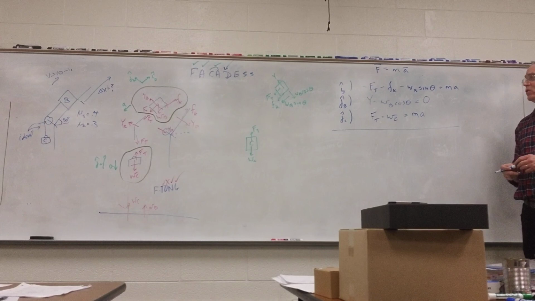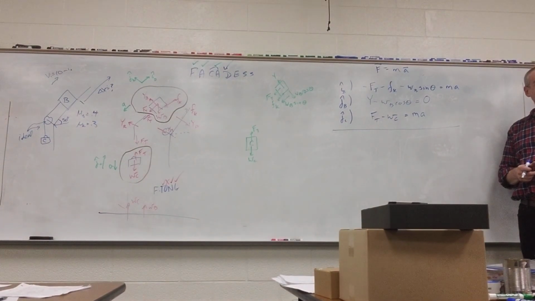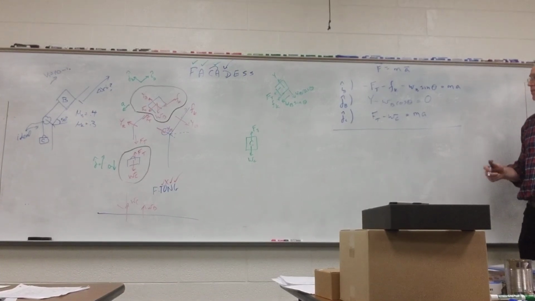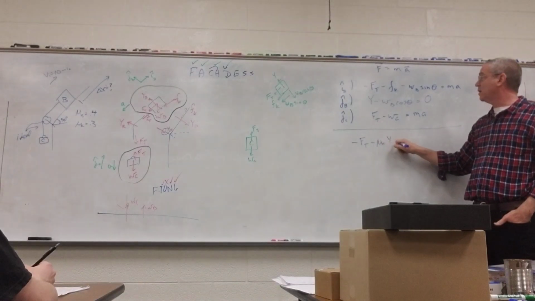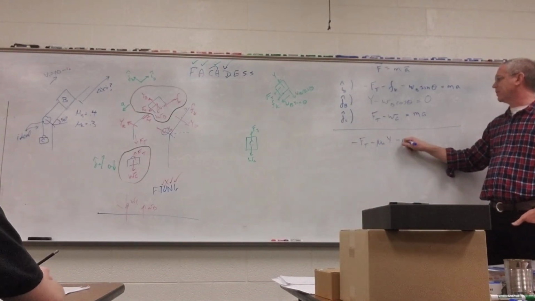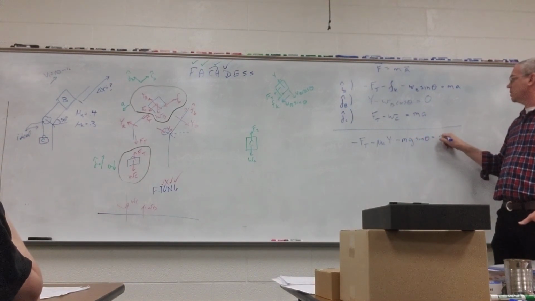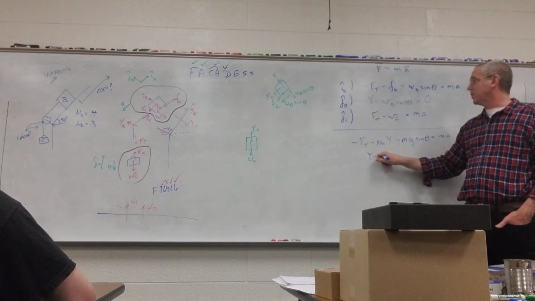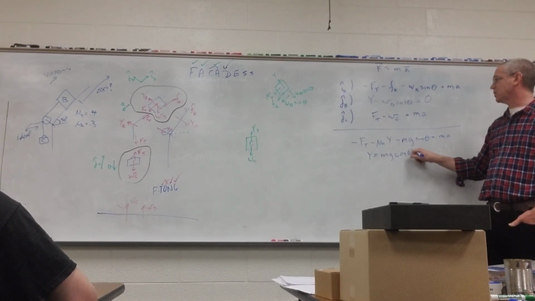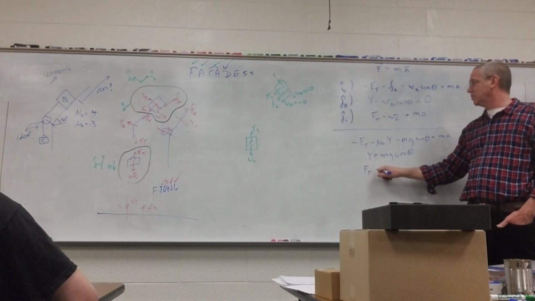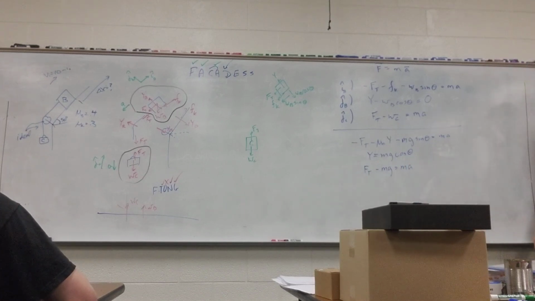All right, so, what do we have for an equation? Well, we have our kinetic friction. Okay, so I got negative F_T minus mu_k N minus, well, we have weight also, m g sine theta equals ma, N minus m g cosine theta equals 0, and F_T minus mg equals ma. I just expanded the problem.